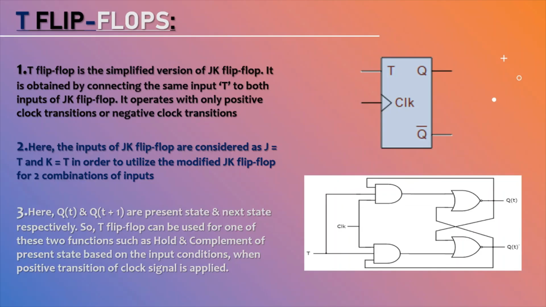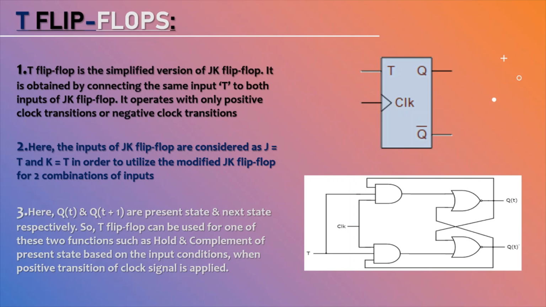T flip-flop. T flip-flop is the simplified version of JK flip-flop. It is obtained by connecting the same input T to both inputs of JK flip-flop. It operates with only positive clock transitions or negative clock transitions. Here, the inputs of JK flip-flop are considered as J is equal to T and K is equal to T.